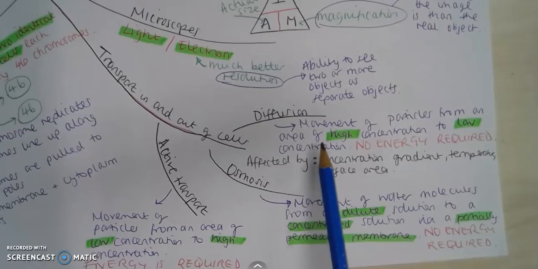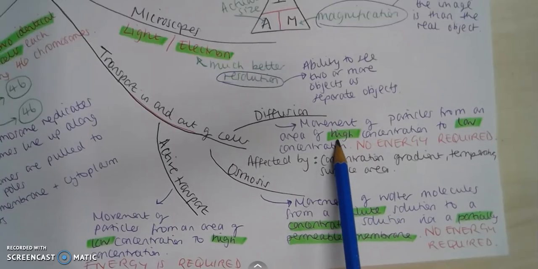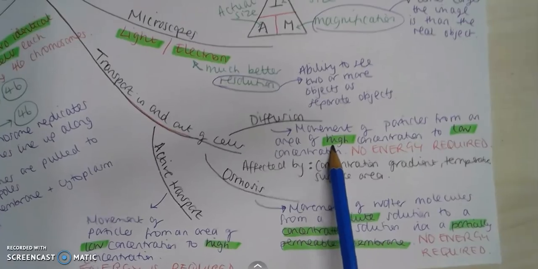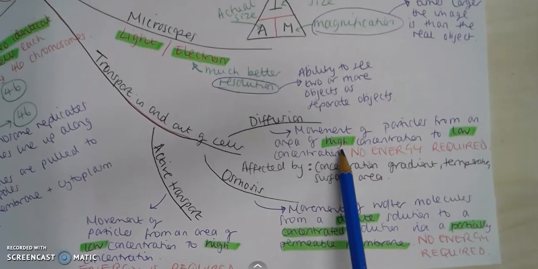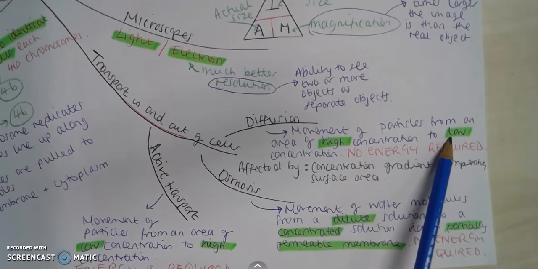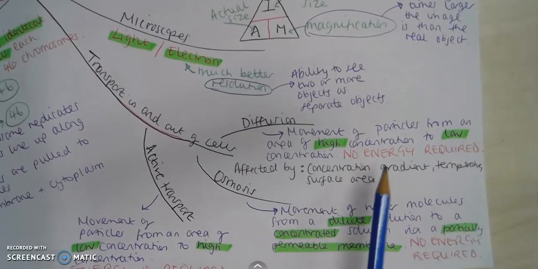So that's the one where you're thinking about, for instance, if you spray a perfume or an aerosol, when it's leaving the can, it's going to be in a really high concentration. There's going to be lots of particles coming out of the can. They are going to gradually, passively, without energy being needed, disperse to areas of low concentration. So from high to low, no energy is needed for this.